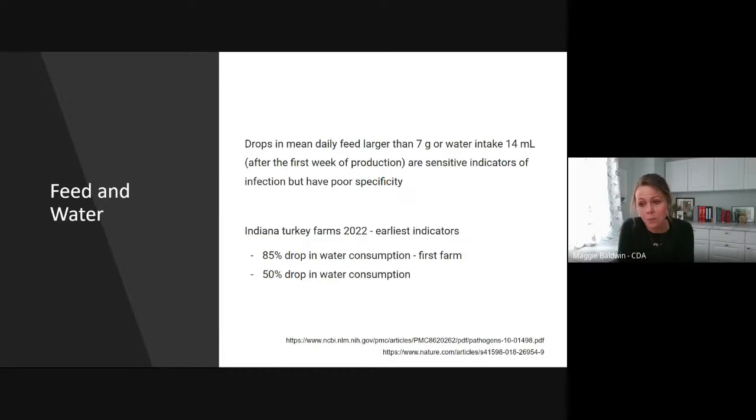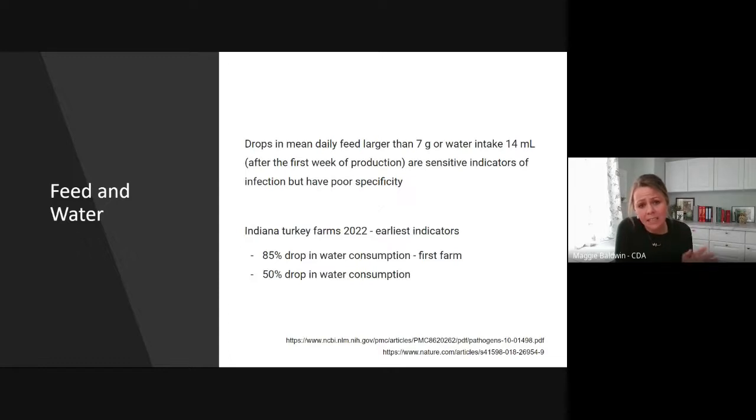That were sort of target. So drop, and I will link these articles at the end as well, so you guys can take a look at these articles and kind of apply that to your premises. But these are just some of the parameters to watch. Drop in mean daily feed larger than 7 grams, water intake 14 mils, and that was for a specific population. So how do you apply that to a whole commercial production facility?